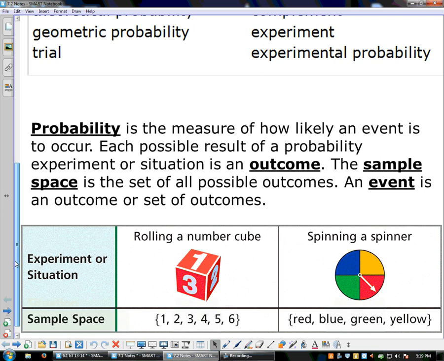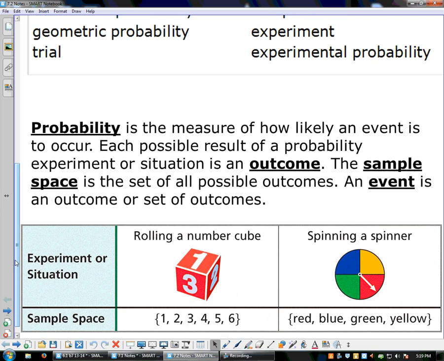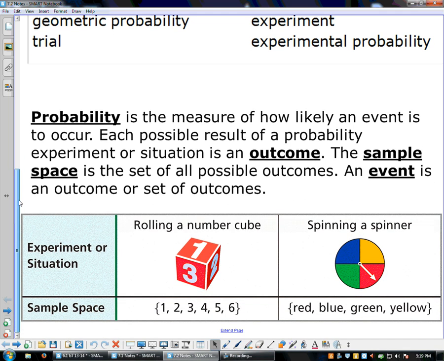So the probability is the measure of how likely an event is to occur. Each possible result of a probability experiment or situation is called an outcome. The sample space is the set of all possible outcomes. An event is an outcome or a set of outcomes.